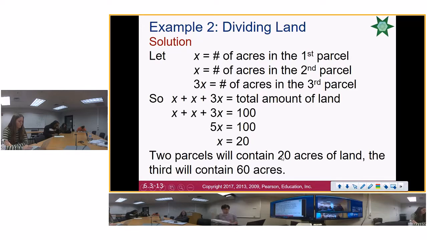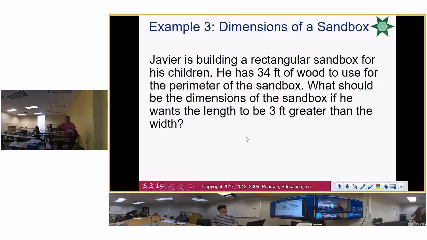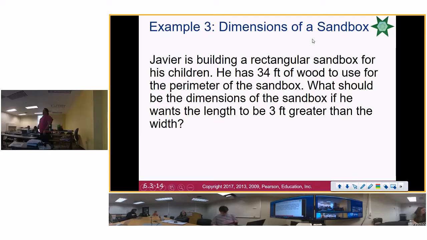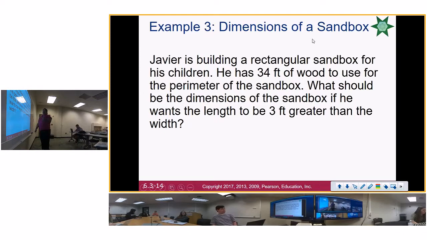Two parcels contain 20, and the third will contain 60. Javier is building a rectangular sandbox for his children. Oh, isn't he nice? He has 34 feet of wood to use. That means he's got a perimeter of 34 feet. Okay? So, right here, you already know the perimeter. He's got 34 feet of wood to use. So he has perimeter is equal to 34.